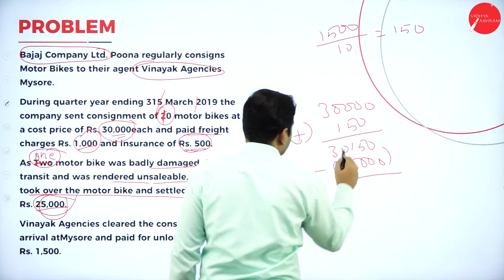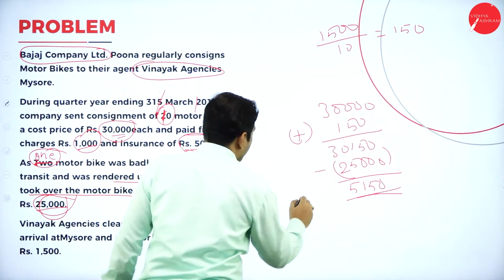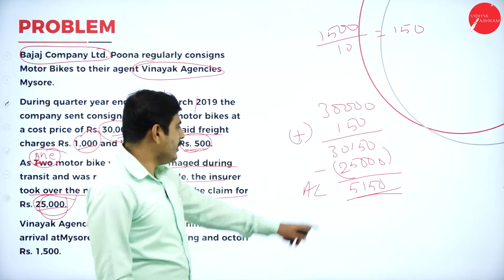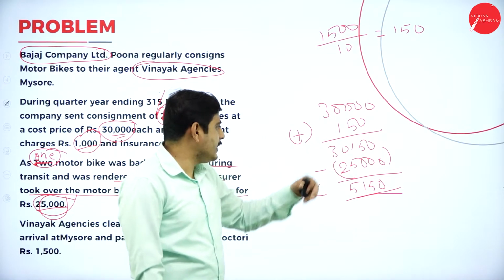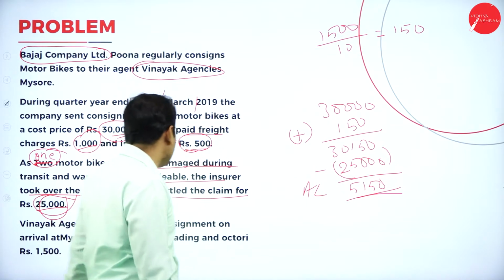If we deduct this, 5,150 is the abnormal loss. So the actual loss or the accidental loss is 30,150. The insurance company is paying 25,000. The remaining is the abnormal loss.